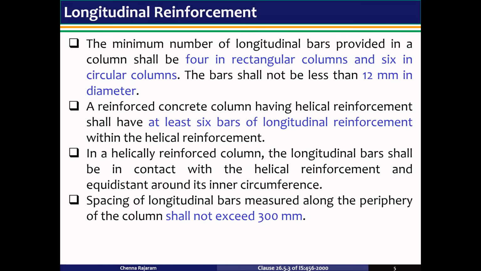The minimum number of longitudinal bars provided in the column shall be 4 in rectangular columns and 6 in circular columns. The bars shall not be less than 12 mm in diameter. The minimum diameter of the bar, that is 12 mm, is based on the requirement of stiffness and not on the strength and the type of steel used.